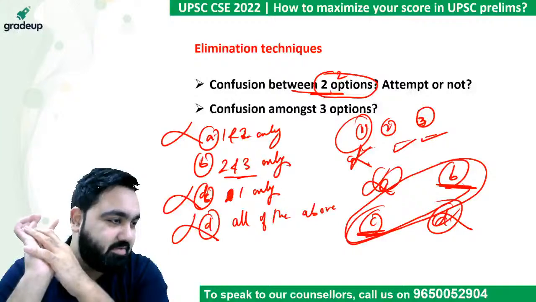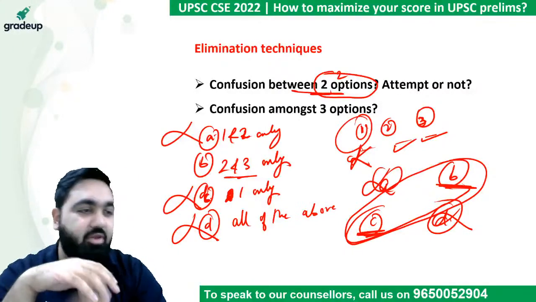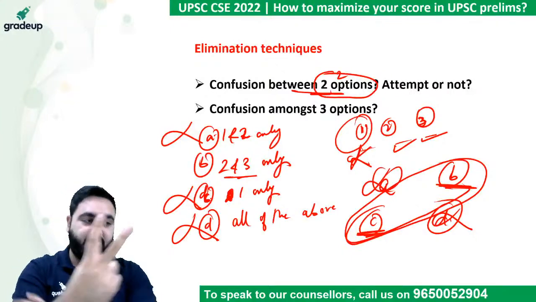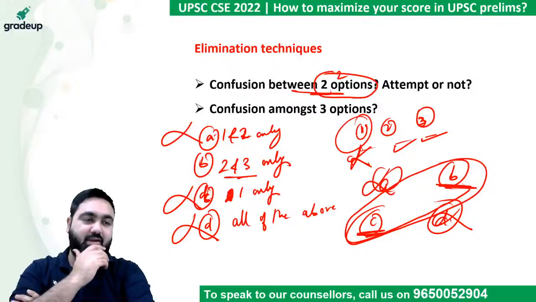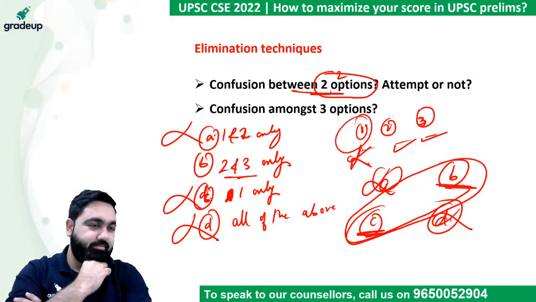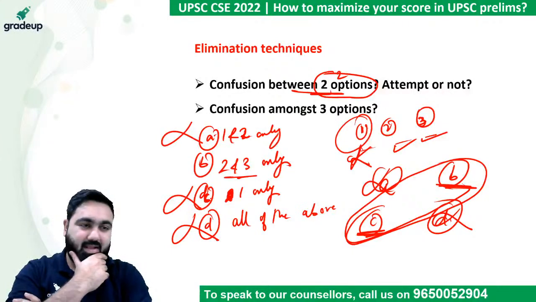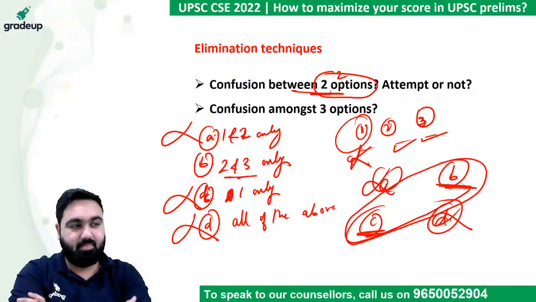Yes, Nandini, that is absolutely right. Will you attempt the question? Will you not attempt the question? If you have confusion between two options, will you attempt the question or will you say, no, I will not attempt the question? What do you think? Okay, Aishwarya. Will you take a chance? Will you not take a chance? Okay, Pragati. Okay, Swapnil.